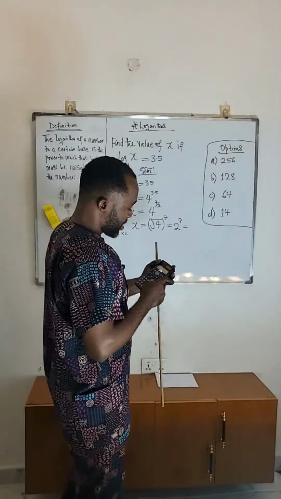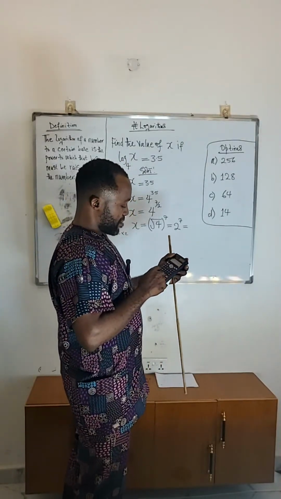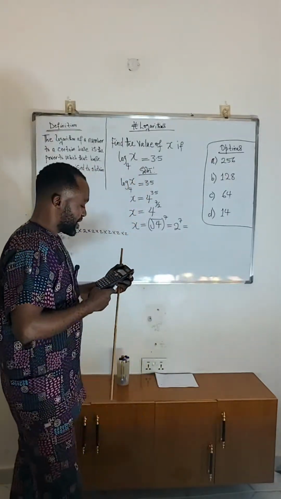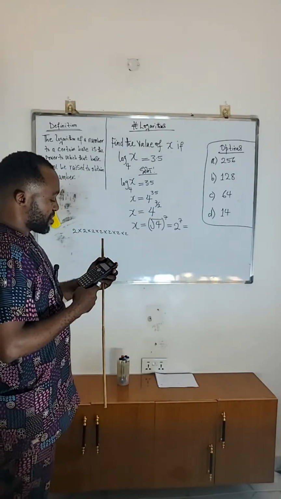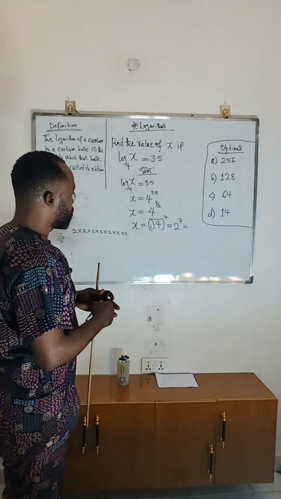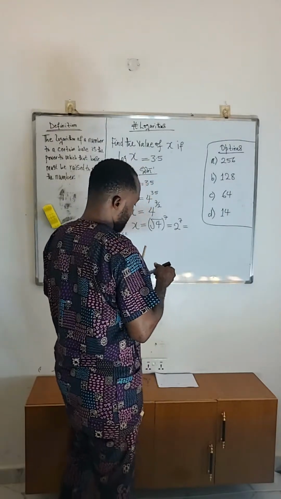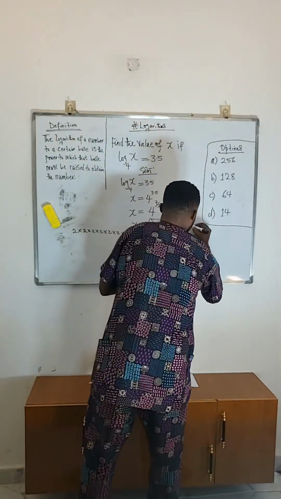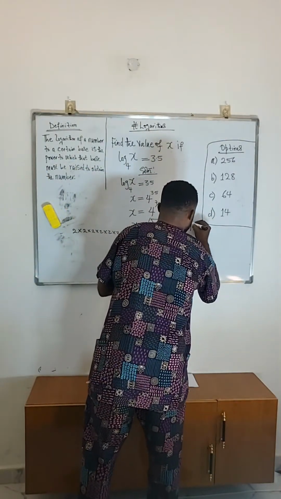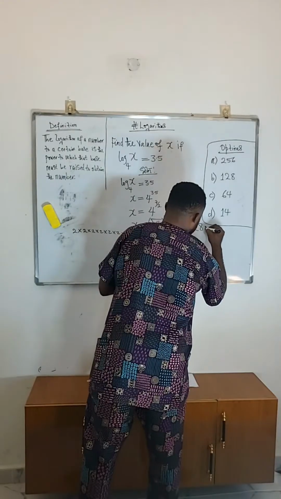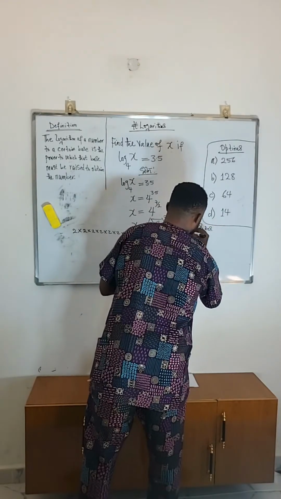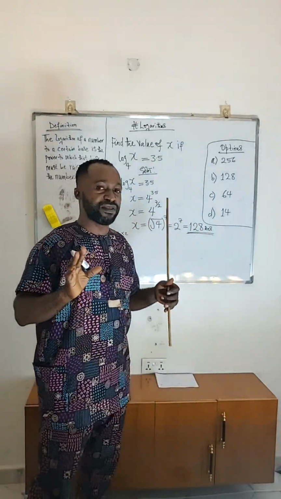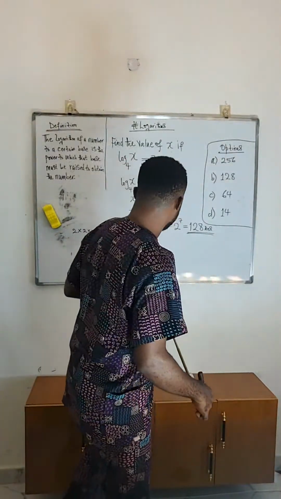So 2 raised to the power of 7 is 128. That makes option B the right option, which is 128. This is the answer to that. You can see that option B becomes the right option.